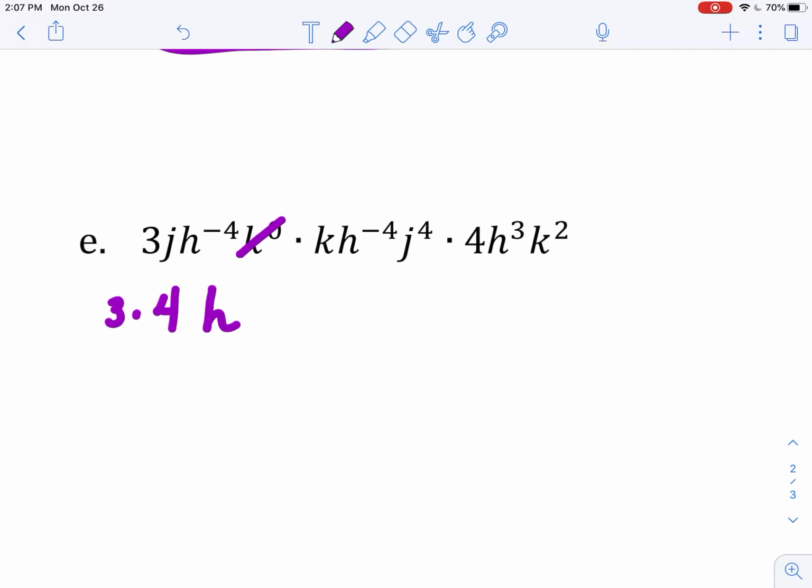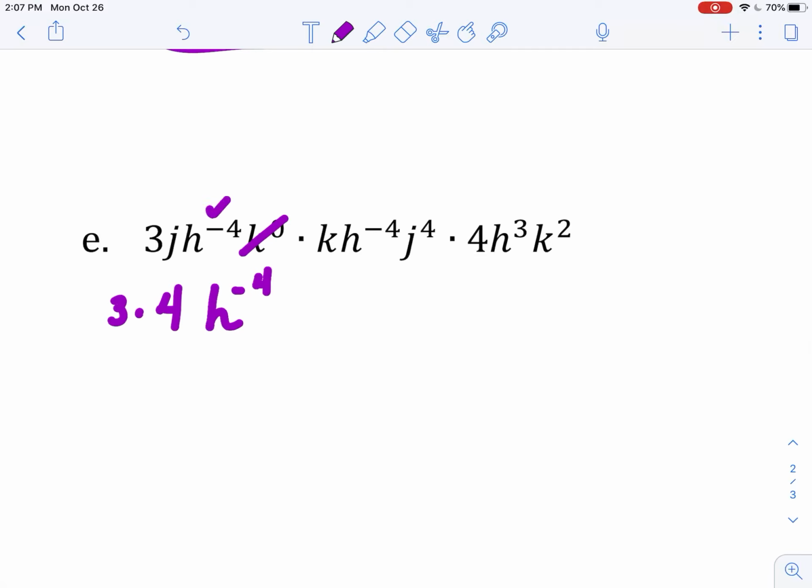So we're going to have H, I see, so H, I, J, K, right? So H is first. H to the negative 4. Keep moving over to the right. So I got that one done. I have another H to the negative 4, so I got that one done. I also have a H to the third power, so I have H to the third power.